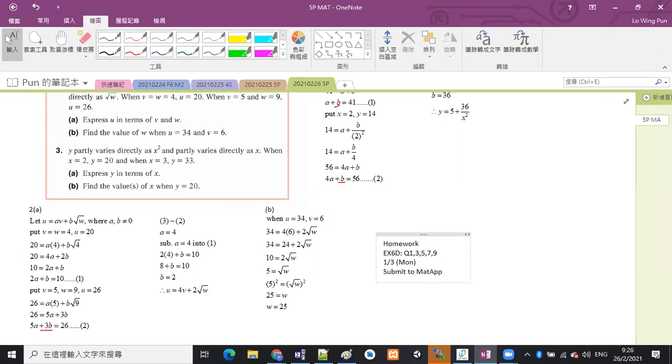Is that clear? Please do the homework, and submit numbers 1, 3, 5, 7, 9 of exercise 6D next Monday. And also remember to upload the classwork back to the Math app. Okay, if there is no more problem, then I will stop here. Let's continue next Monday, and you may leave now. Goodbye.